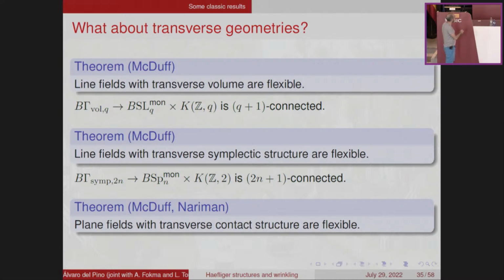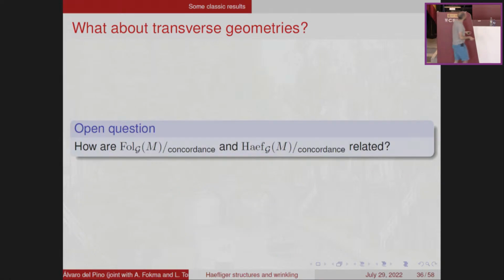But in fact, there's been activity in the last 2 years or so. Sam Nariman proved that you can upgrade this by 1. So you can talk about also plane fields. And let me say a caveat. McDuff constructs actual line fields with transverse contact structure. But Nariman doesn't. What he constructs are Haefliger structures of dimension 2 with transverse contact structure. But he's in principle not able to regularize to an actual plane field with contact structure. And this is maybe a point to be made.